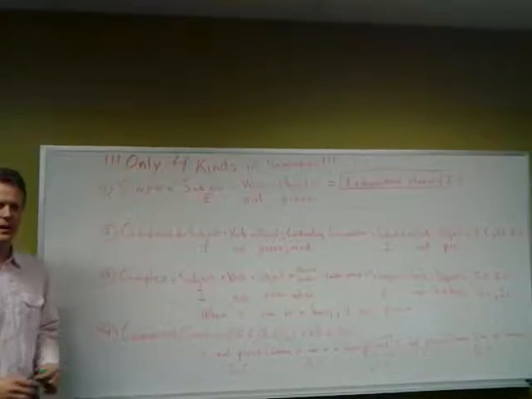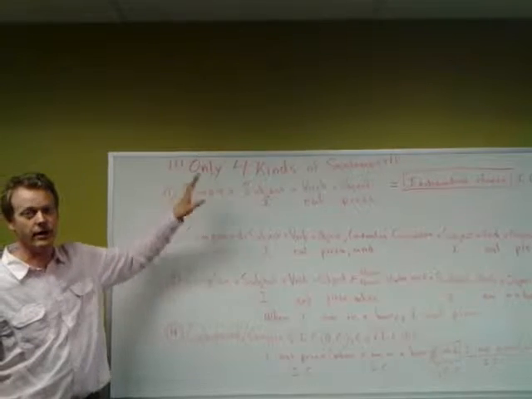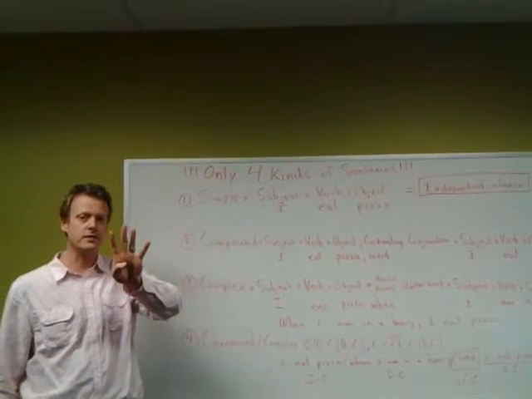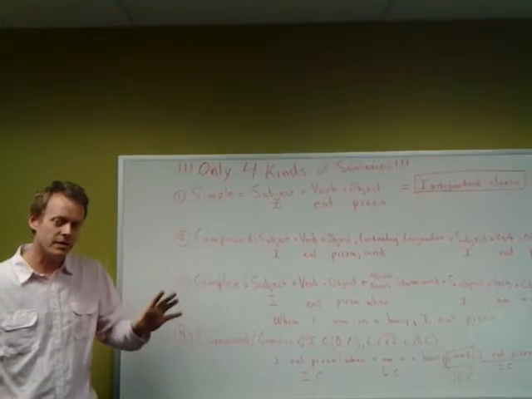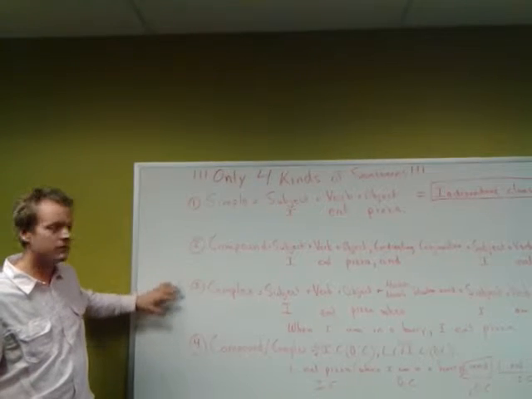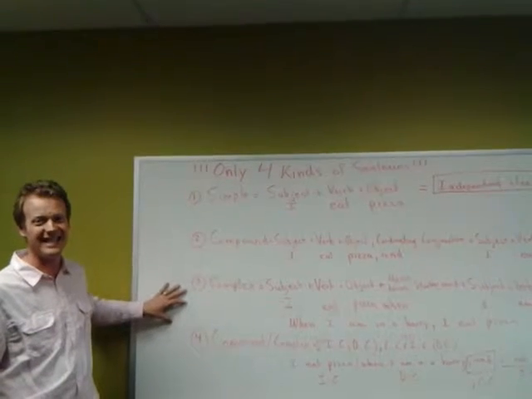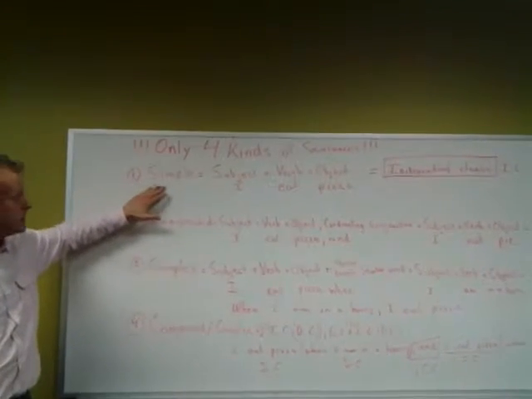I'm Teacher Josh, and I want to talk today about 4 kinds of sentences. There are only 4 kinds of sentences in English. So when you start to write, whatever sentence you write, it has to fall into one of these 4 categories, or it is incorrect. The first kind of sentence is a simple sentence.